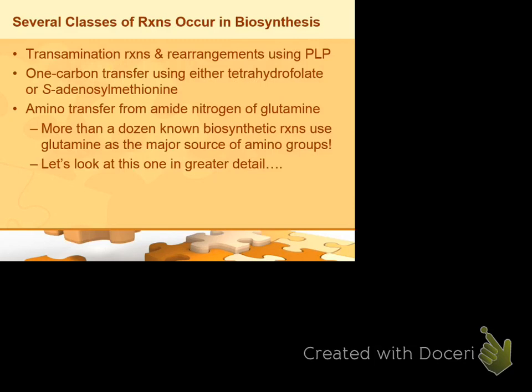And then we can also have amino transfers from glutamine. Okay. So glutamine can become glutamate and can give off that nitrogen to whatever needs the nitrogen at that point. Okay? And there are many reactions that use glutamine as a major source. Okay? So not only for other amino acids, but also for nucleotides in particular, since those are the nitrogenous biomolecules. So we're going to actually look a little bit in greater detail about the way that glutamine is used.